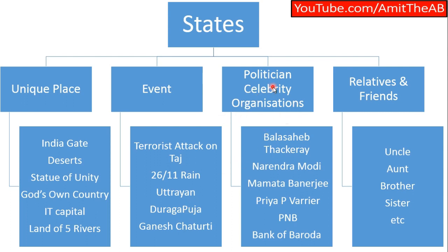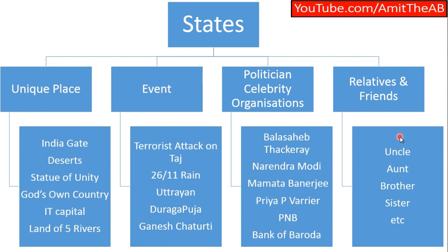Now, if you are interested in politics, then you can use a politician. If you are into Bollywood, you can use celebrities. If you are into the share market, you can use organizations. Okay. So let's see, Balasaheb Thackeray, Bombay, Narendra Modi, Gujarat, Mamata Banerjee, West Bengal, Priya, well, she's from Kerala, you can use that. PNB, that is Punjab National Bank, you can use that for Punjab and Haryana High Court. Bank of Baroda, then in that case you can use it for Gujarat.